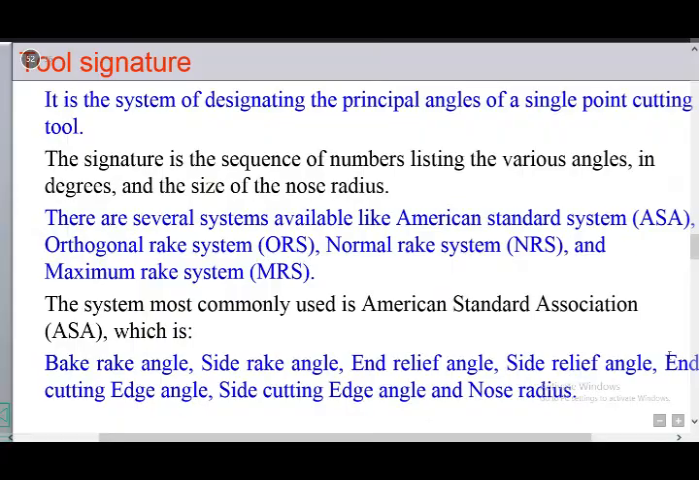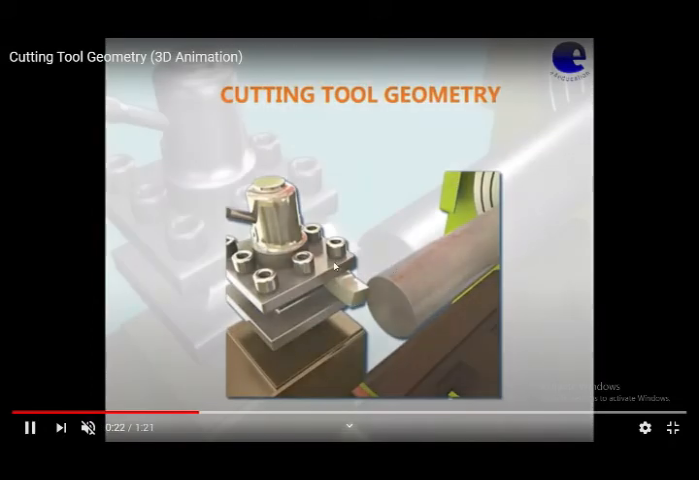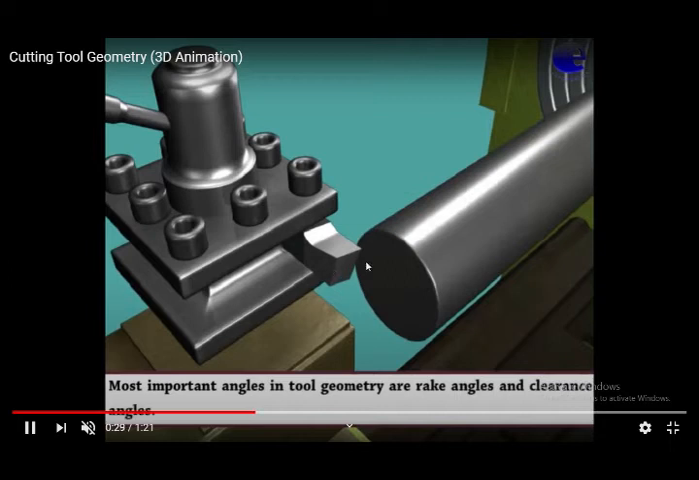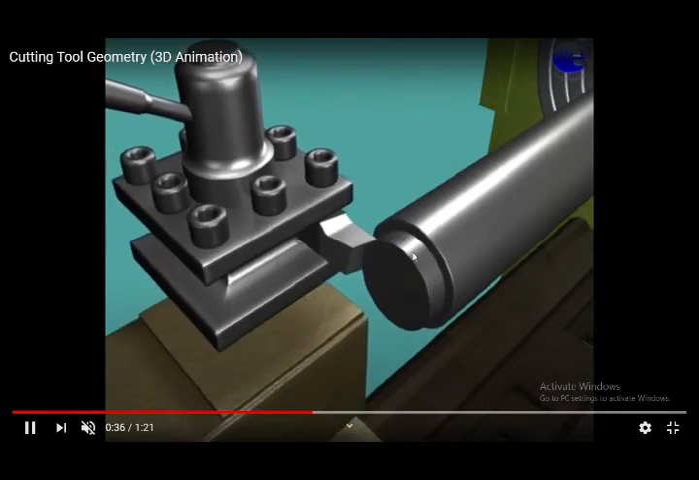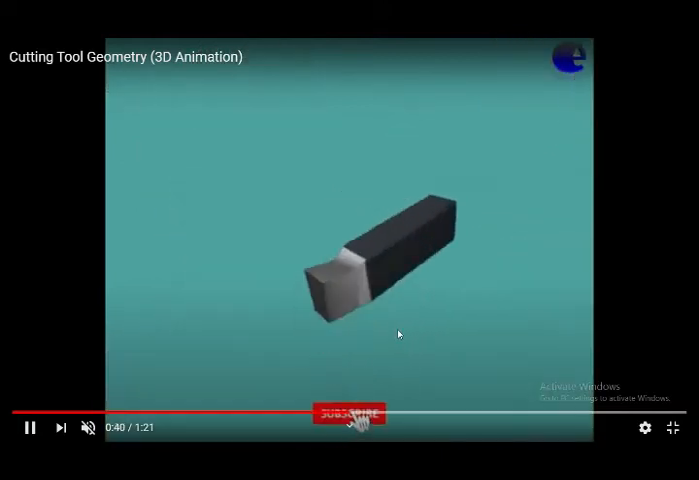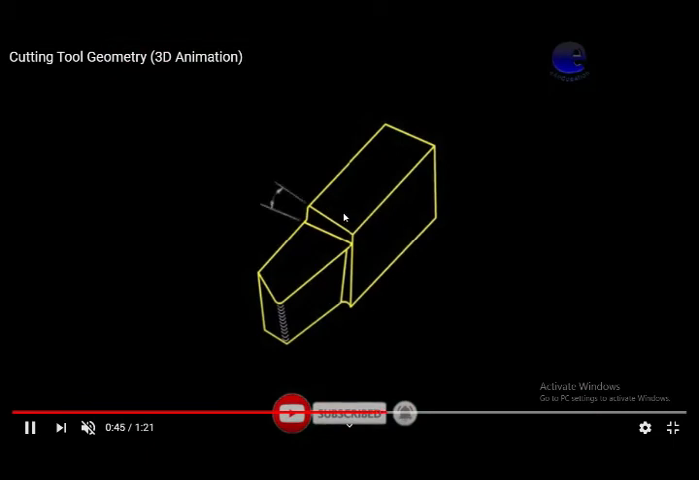Tool signature. In this slide, in this video, you observe here this is the workpiece, this is the tool. The most important angles of tool geometry are rake angles and clearance angles. Here you observe how to remove the unwanted material from the workpiece using the tool. In the 3D figure we explained that.